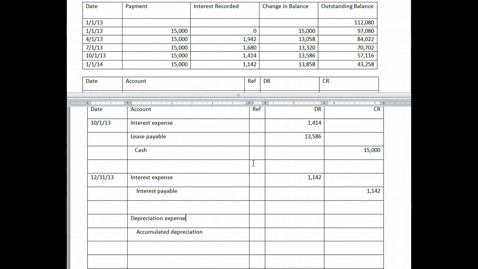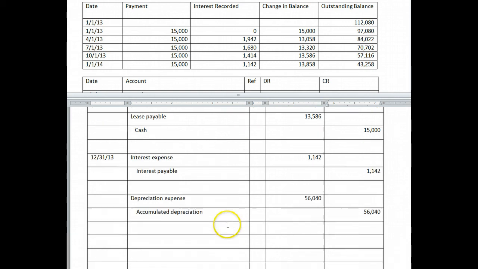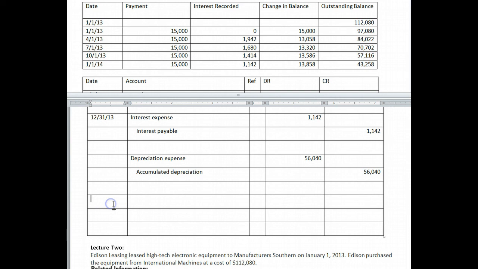Economic life doesn't necessarily matter unless there's a BPO involved. So in this case, since there's no BPO, we're actually going to depreciate this just over the lease life, so 2 years. So we're going to take the $112,080 minus 0 because there's absolutely no residual value mentioned in this problem. So it's going to be $112,080 divided by 2 years, which is the lease term. And when you do that, you get $56,040. So keep in mind we do have to depreciate the leased asset over the life of the lease.